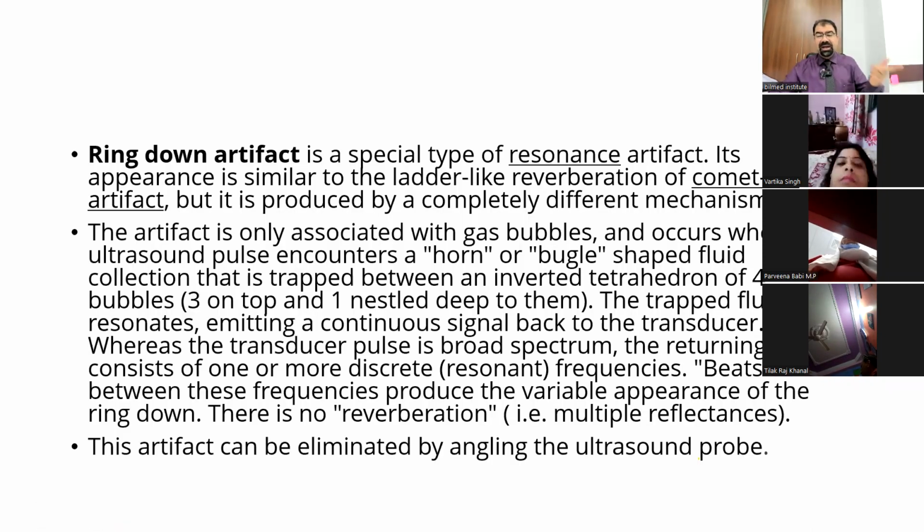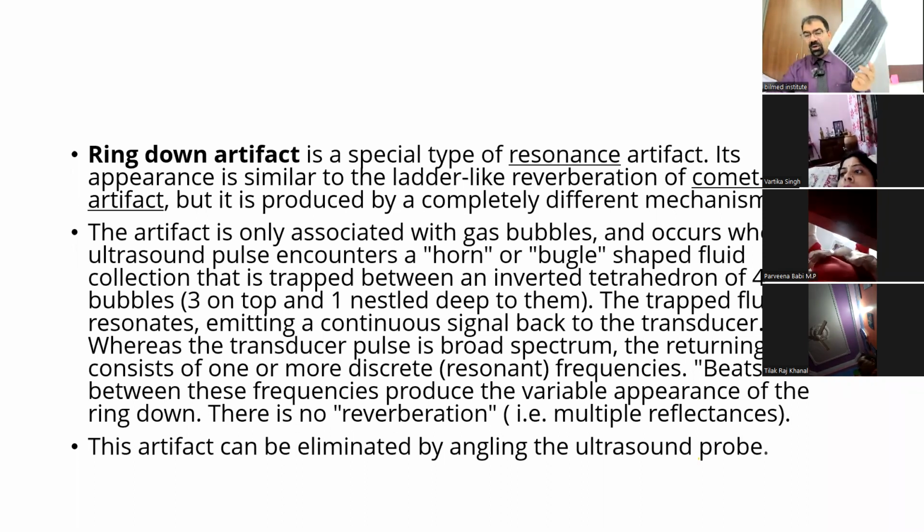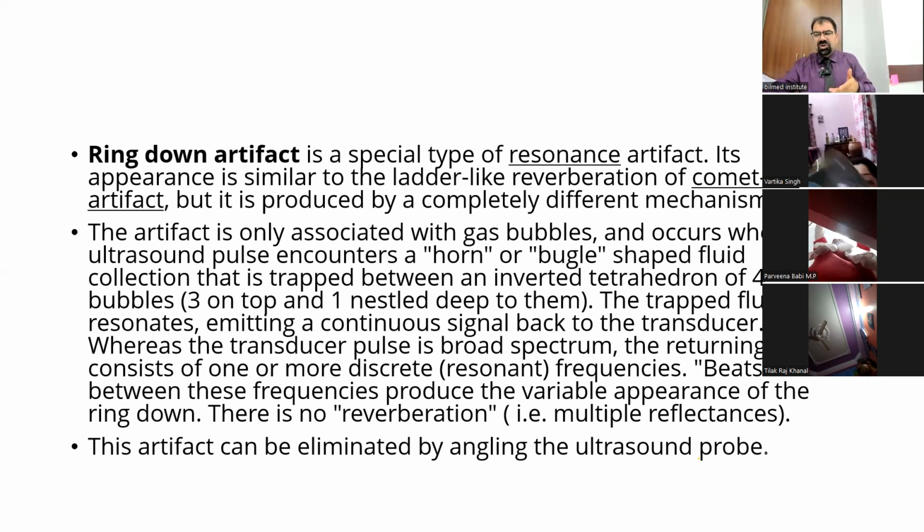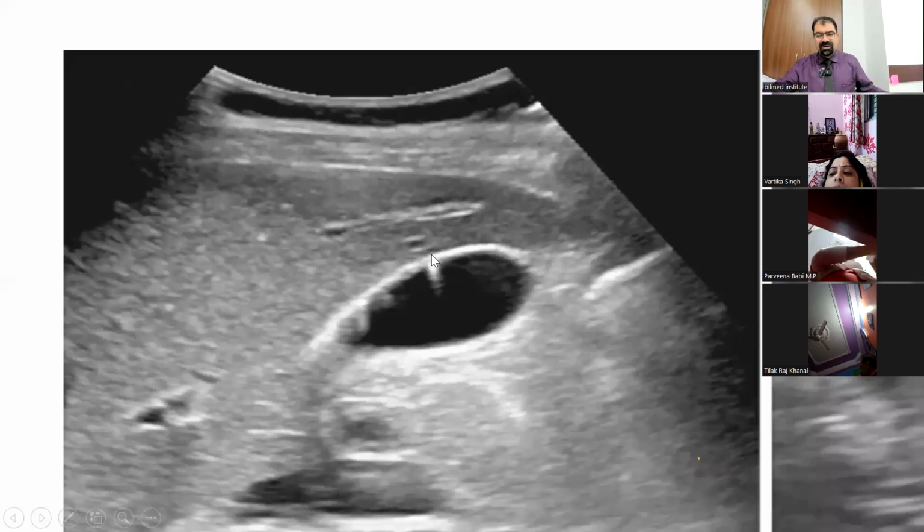Number two, ring down artifact. He has not posted ring down artifact; I'm adding on ring down artifact. Now, this ring down artifact is actually a reverberation, a comet tail artifact. Now, how is this looking like? This is looking like this. So this is the ring down artifact.